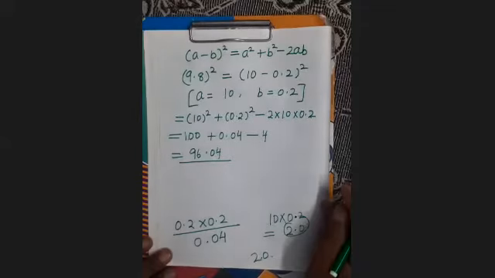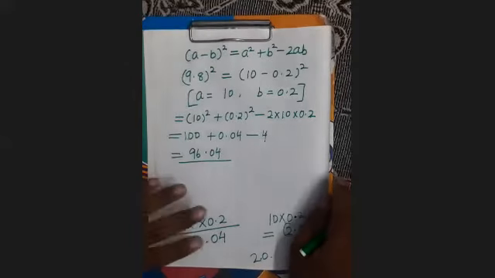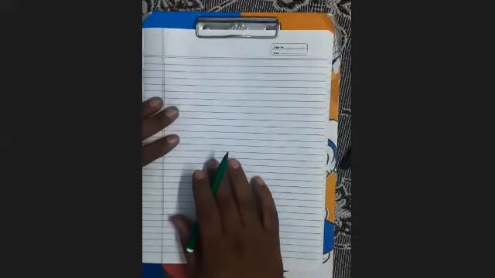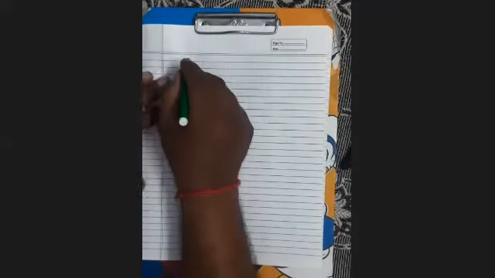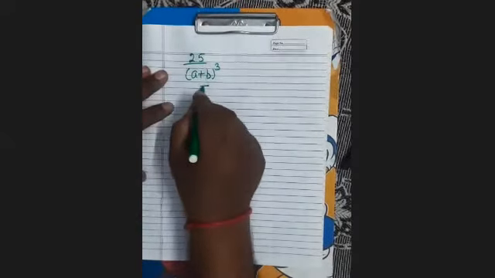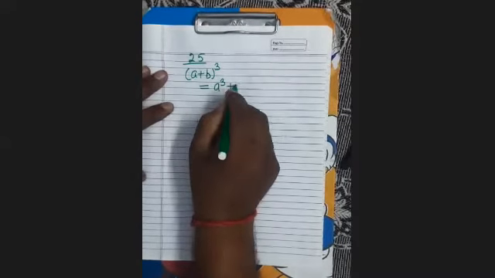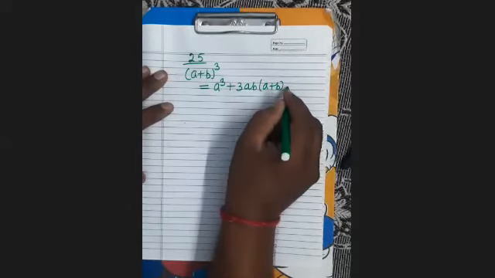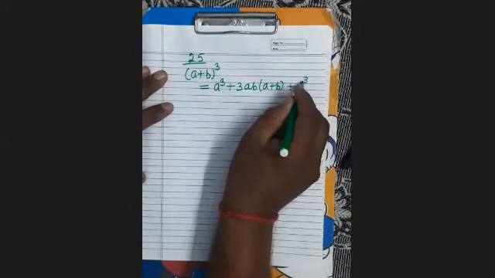Can you do this question? Yes. Now, sir, see here, in the next question, by using suitable identity, suitable identity means suitable formula, you have to evaluate. So here we will use (a plus b) whole cube. (a plus b) whole cube equals a cube plus 3ab within bracket (a plus b) plus b cube.